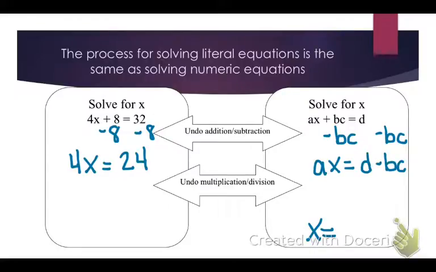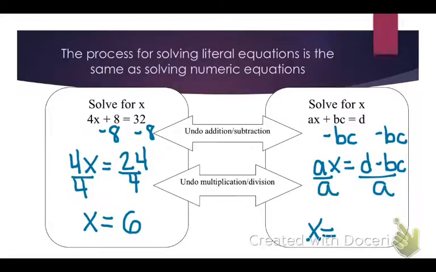In the one on the left, I would divide by 4, which would result in x equals 24 divided by 4, which would be 6. Same idea over here. I need to divide by a. I don't know what a is, however, I'm just left with x equals whatever d minus bc, all divided by a, is equal to. This literal equation is solved for x.